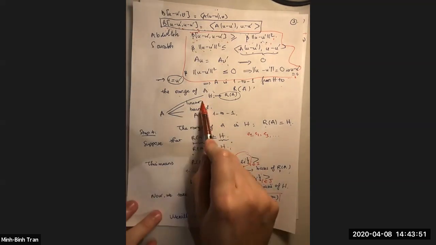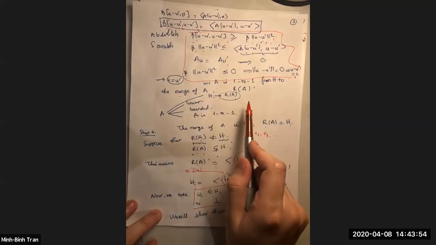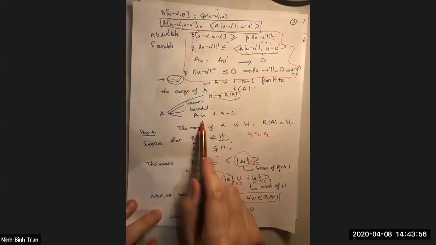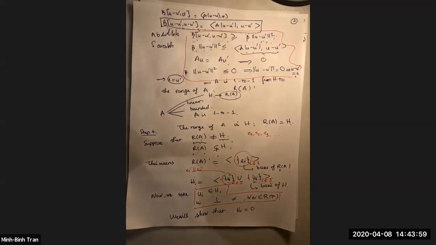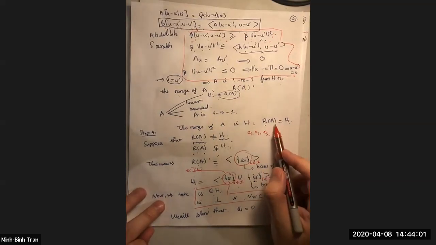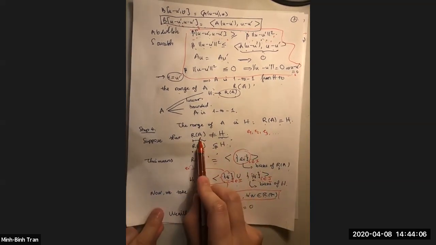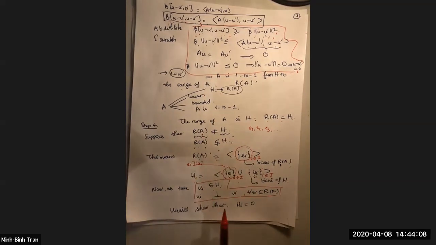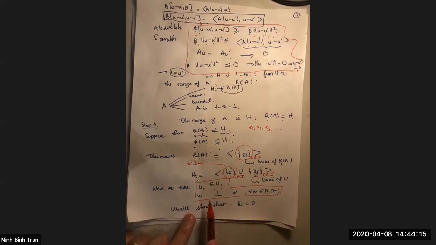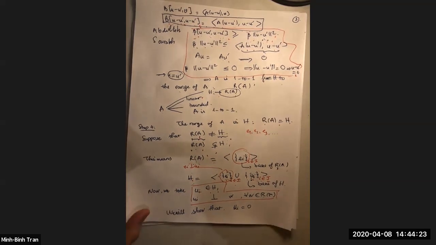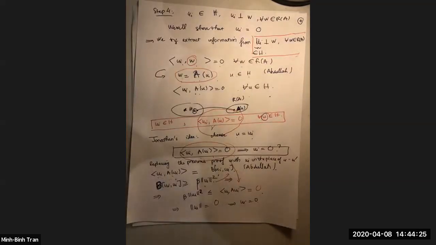So we know that A is from H to H, and this is linear, this is bounded, this is 1-to-1, and even more than that, we want to show that the range of A will be H, right? So we suppose the contrary. We suppose that the range of A is different from H, meaning that there has to be a u_i in H, which belongs to the orthogonal complement of the range, such that this u_i is orthogonal to all of the w in the range of A. We will show that u_i is going to be 0. All right.